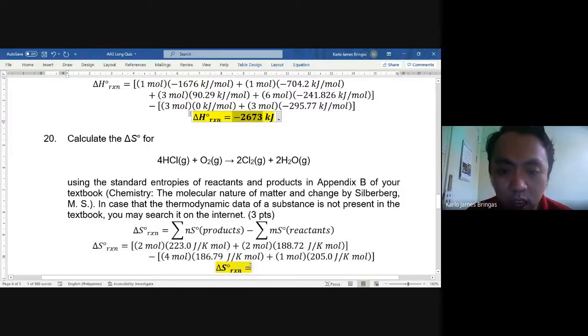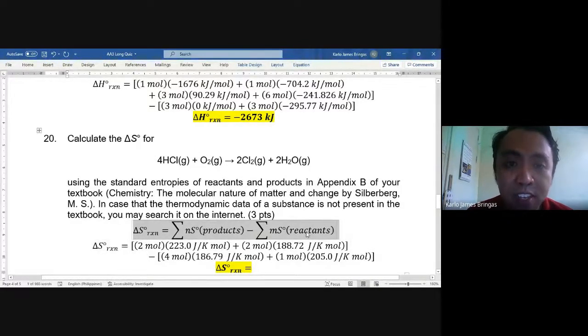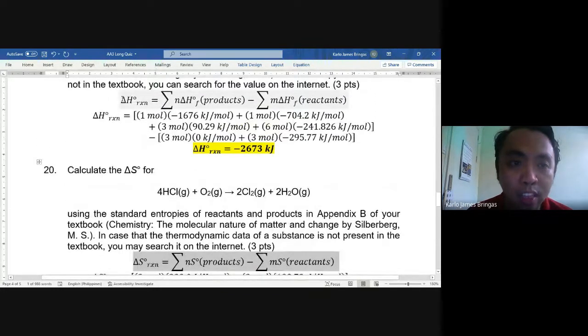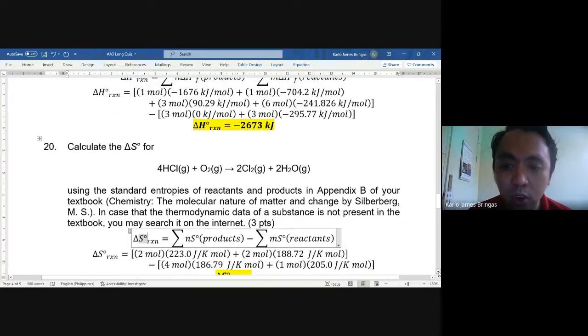Now for number 20, while I asked you to compute the number 19, I already typed in here the solution for this one. So you might notice in number 20, the equation that we use is very similar to Hess's law. I have to emphasize that it's similar, but they are not the same since this equation is not Hess's law. Hess's law is only for our enthalpy. So this is the Hess's law. This one, similar equation, but not Hess's law.